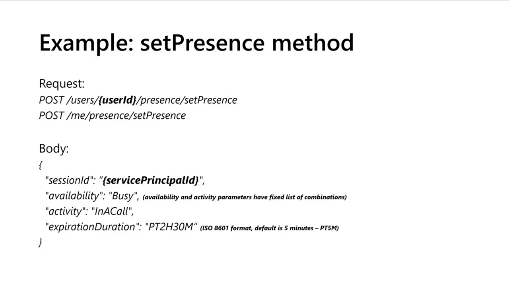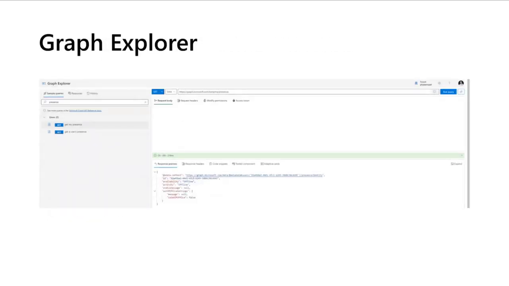This is a concrete example of how to set the presence. And also, if you want to play like I've done, you can use the Graph Explorer to deal with some endpoints, and it's a great tool if you want to start playing with this API.